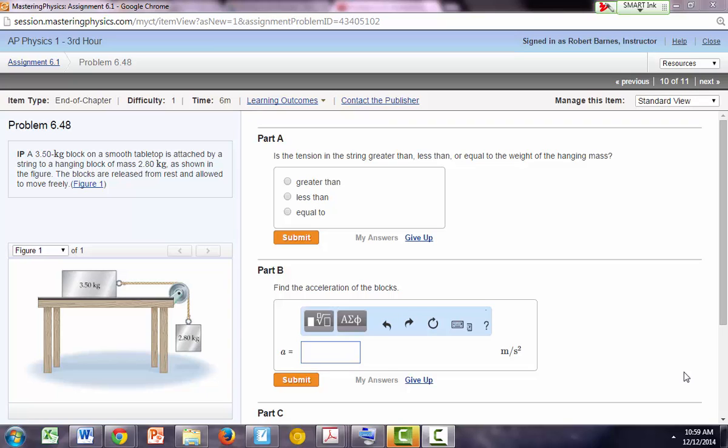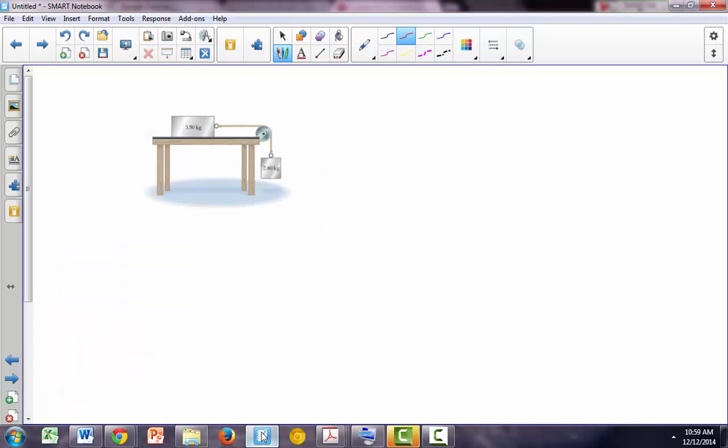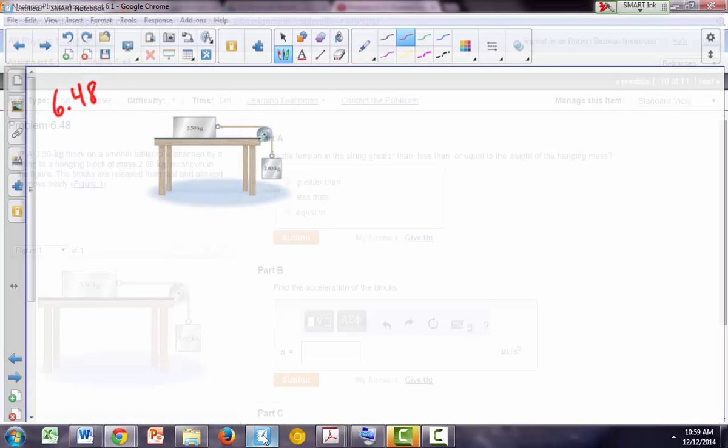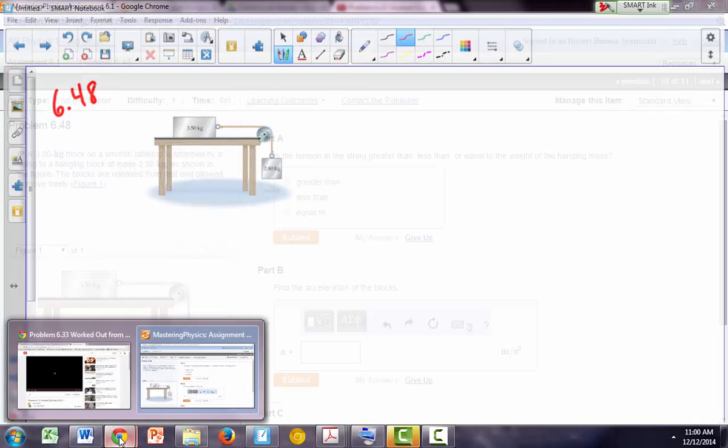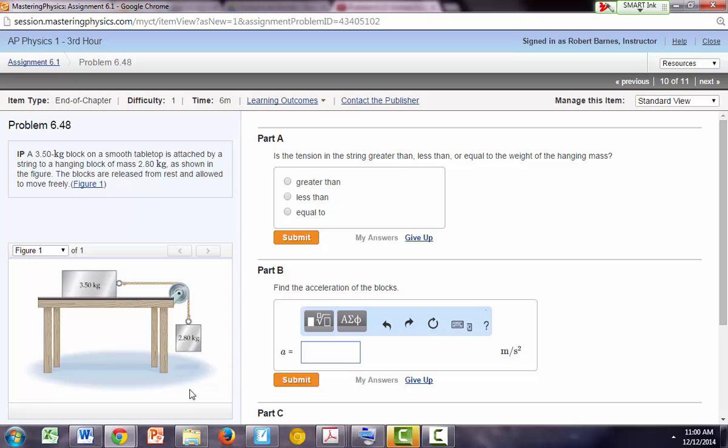Problem 2 I'm going to do is 648, and it is the mass pulling another mass on a frictionless surface. They ask you to calculate the acceleration of the system. These two blocks will have the same acceleration. Again, the tension in the rope is going to be the same throughout, because we're going to assume the pulley is massless and frictionless.